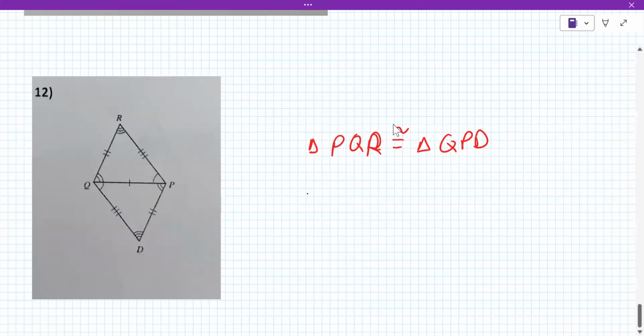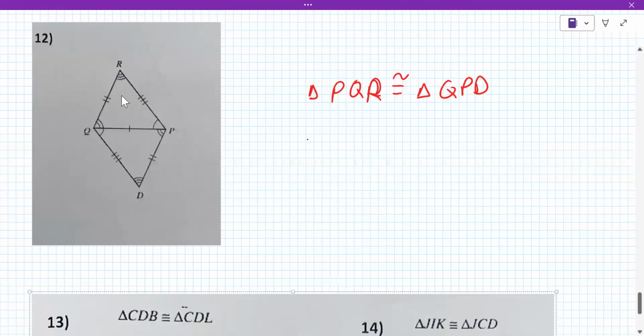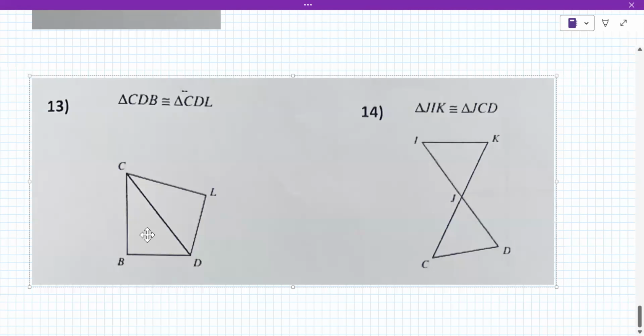Can you just explain this page to me? The 13, 14, 17, 18. Sure. So 13 and 14 are just labeling the stuff that's congruent. Basically, like in the previous problem, they already labeled the sides and the angles and all that. You have to do the same thing here.